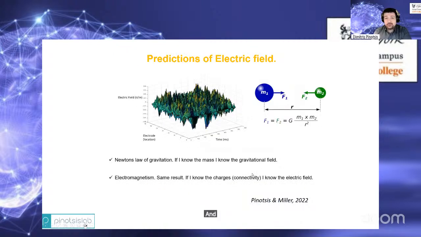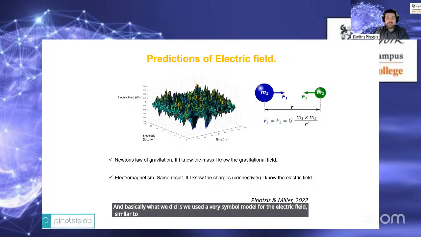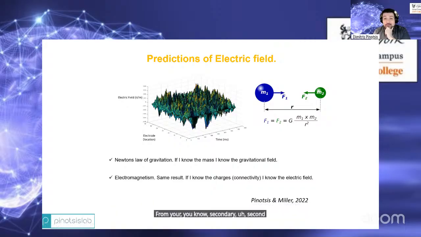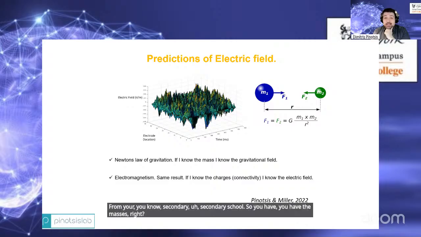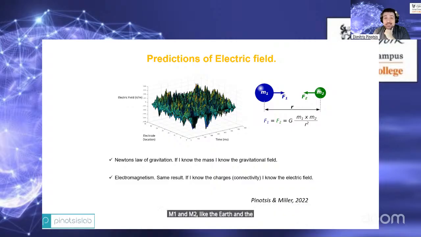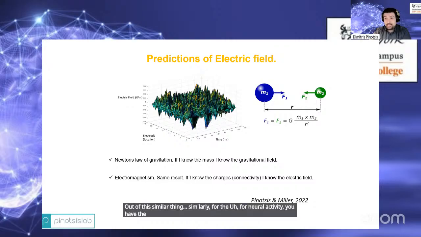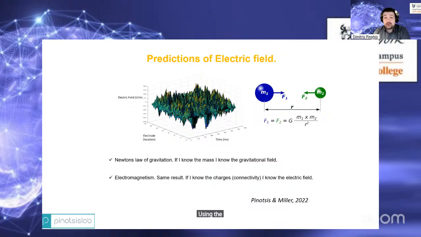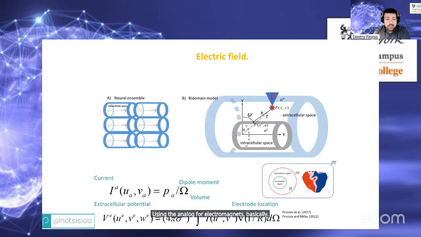And basically what we did is we used a very simple model for the electric field, similar to Newton's law in the gravitational field that you might remember from secondary school. So you have the masses, M1 and M2, like the Earth and the Moon. You can get the force, and if you have the force, you can get the gradient, the field, out of this. Similarly, for neural activity, you have the neural field model for spiking, and you get the electric field using the analog for electromagnetism of this. And that's the model we use.